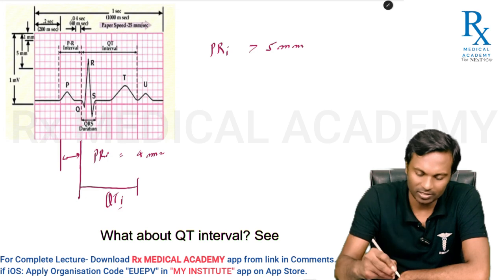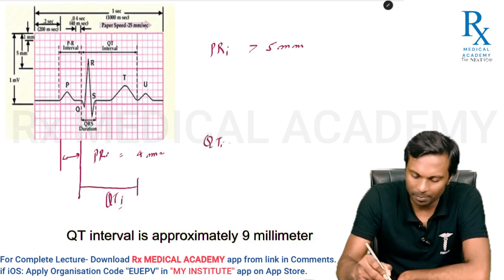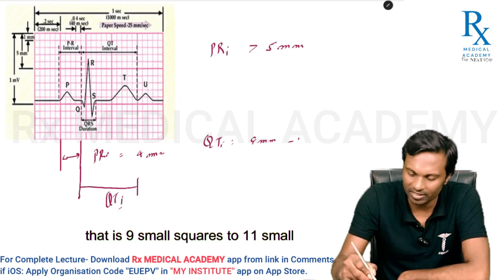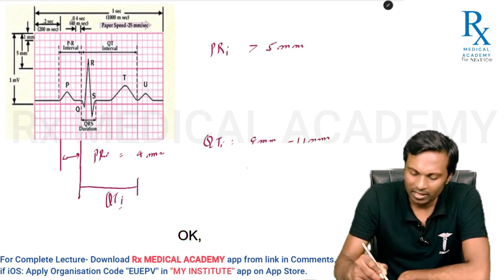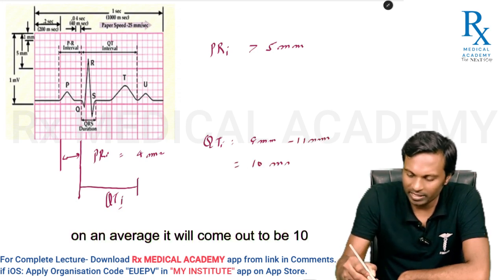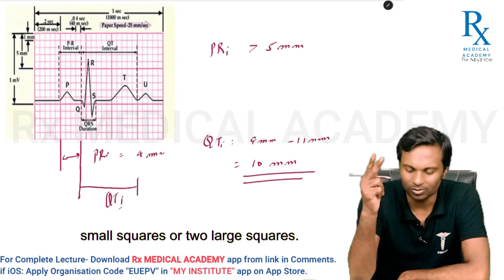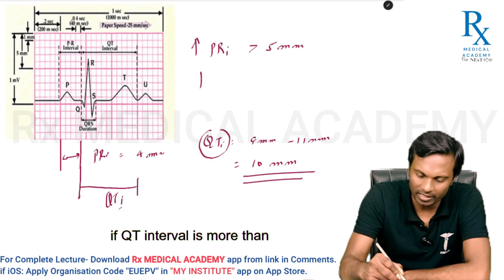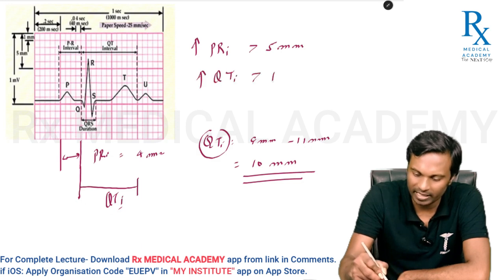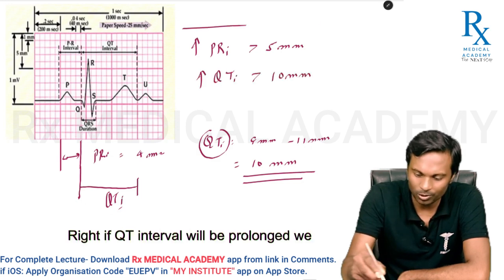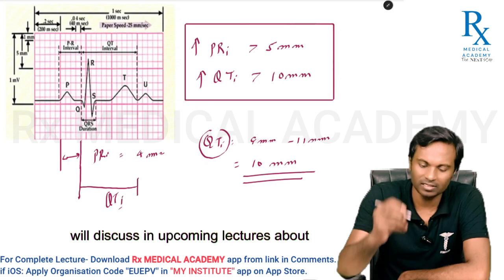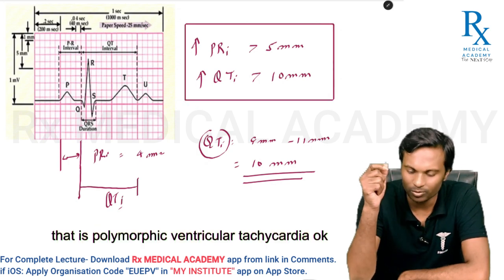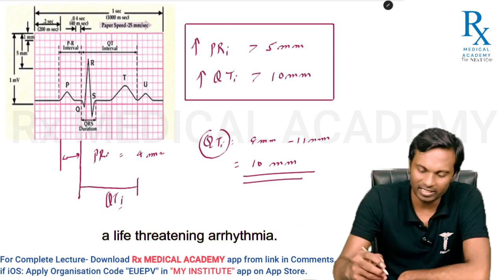What about QT interval? See, QT interval is approximately 9 millimeter, that is 9 small squares to 11 small squares. Okay, on an average it will come out to be 10 small squares or 2 large squares. So QT interval will be considered prolonged if QT interval is more than 10 millimeter. Right? If QT interval will be prolonged, we will discuss in upcoming lectures about torsade de pointes, that is polymorphic ventricular tachycardia, okay, a life-threatening arrhythmia.